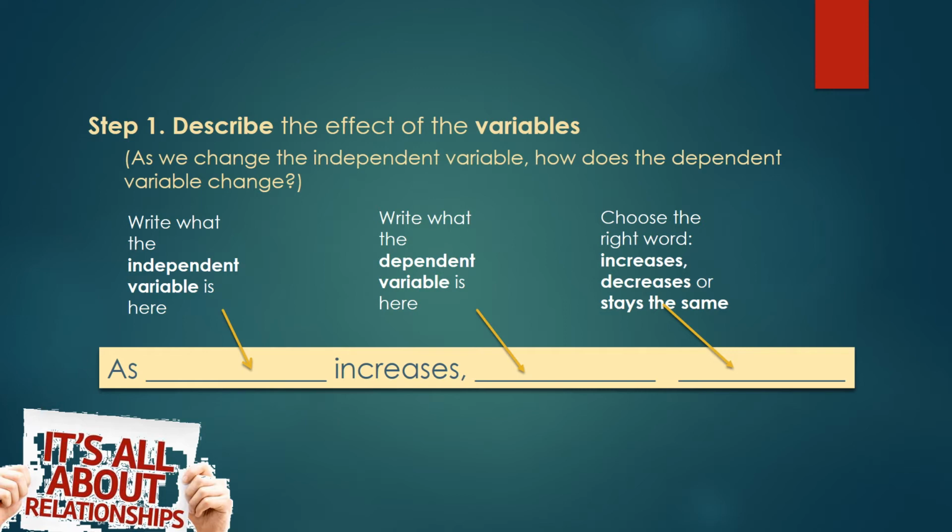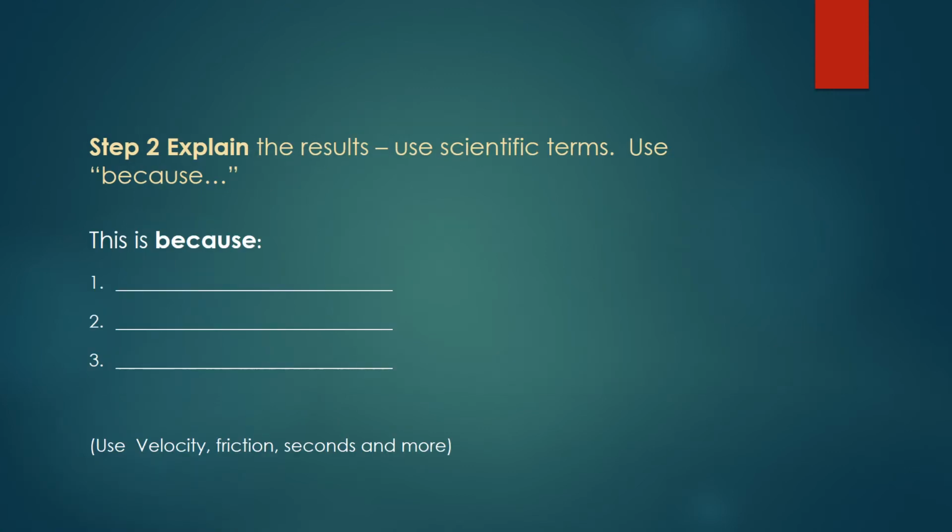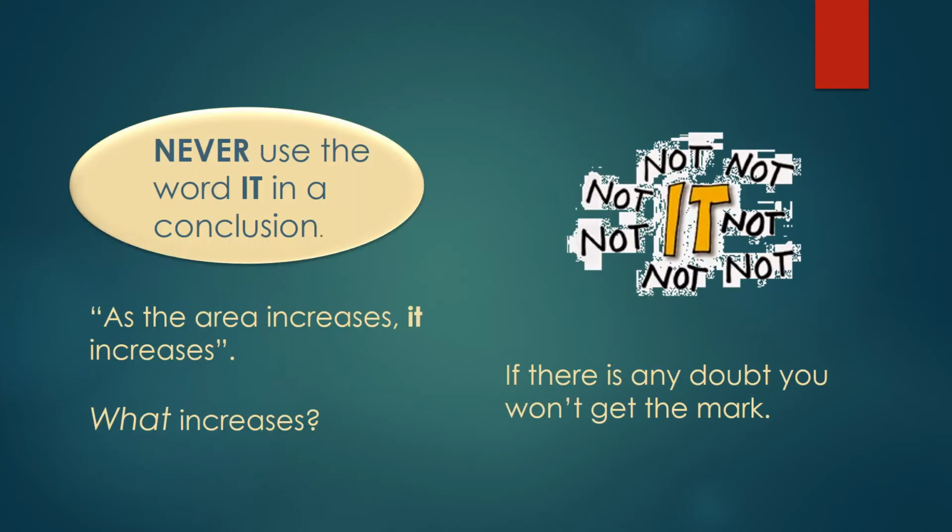All right, so as I change the lubricant to oil, the time it took for the object to slide down the ramp decreased. Okay, right there. Boom. Explain the results. This is because velocity, frequency, time, friction, force. Okay, all of those key words for explaining your results, your next few sentences.